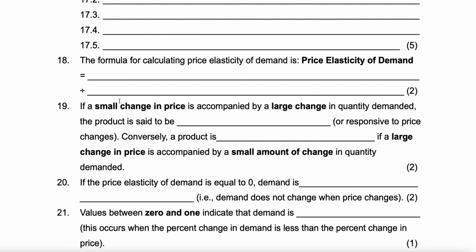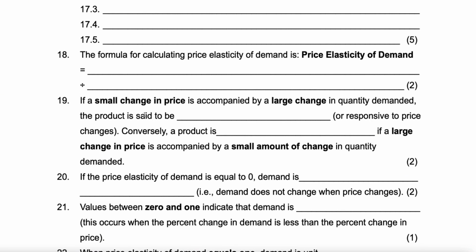So if a small change in price is accompanied by a large change in quantity, that means this thing is elastic, or relatively elastic. This item is like the burger, responsive to price change. Conversely, if a large change in price produces only a small change, the product is relatively inelastic.